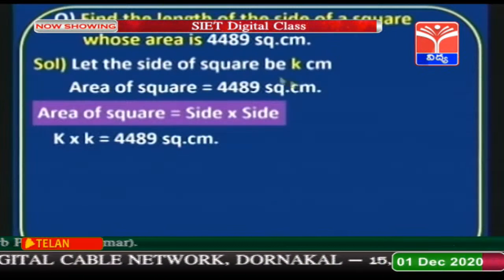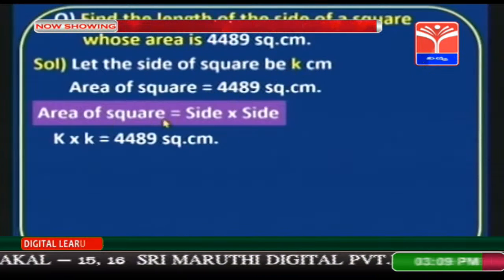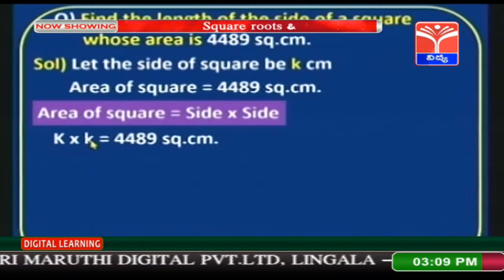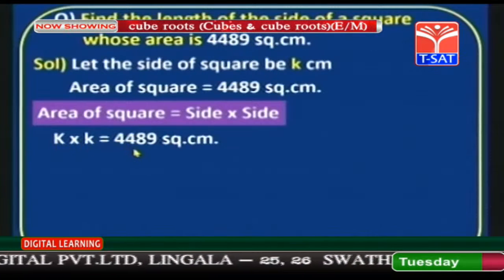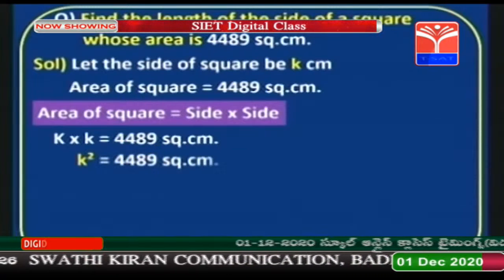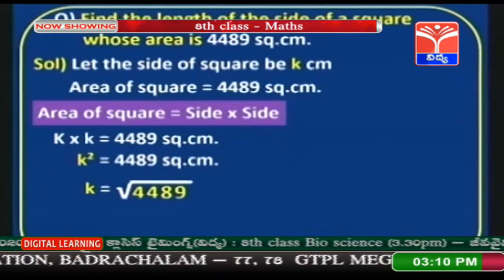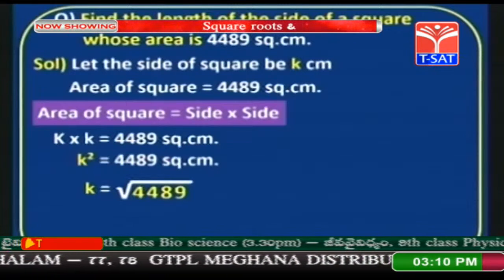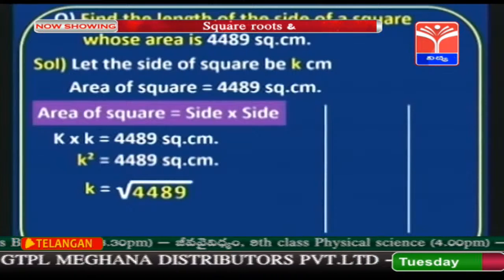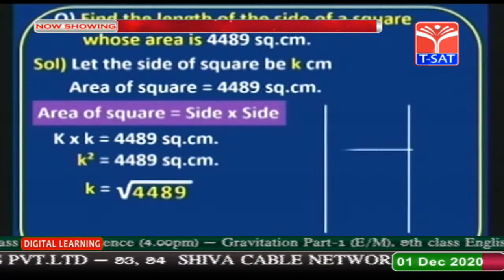Children, here we don't know the side, so we are taking it as k. We know the area, so area of square is side into side. So I am taking k into k. k into k is equal to 4489. k square is equal to 4489 square centimeter. Then what about k? Yes, it is the square root of 4489. Now let us find the square root of 4489 using the division method.